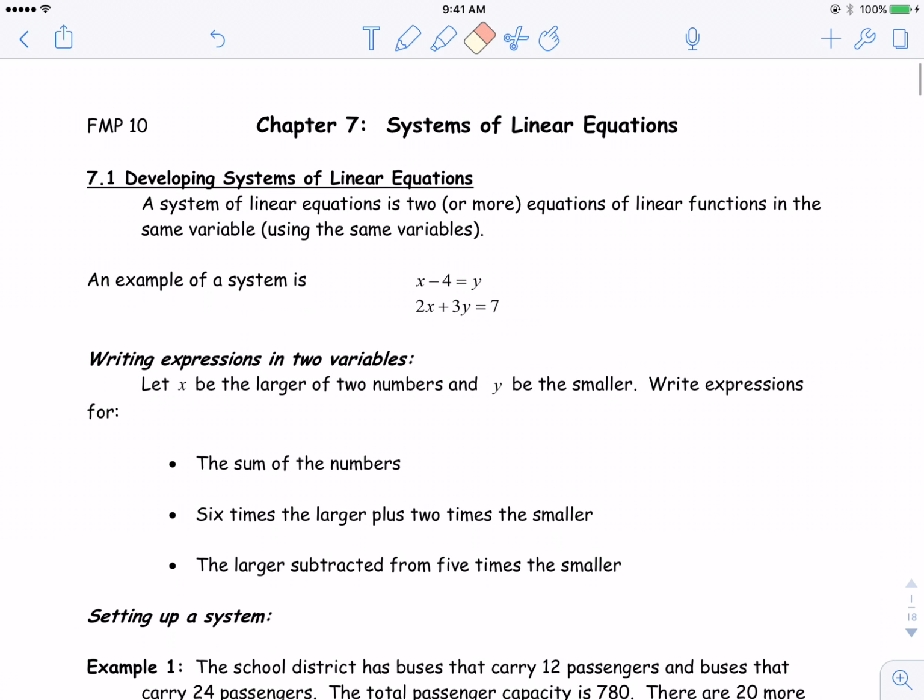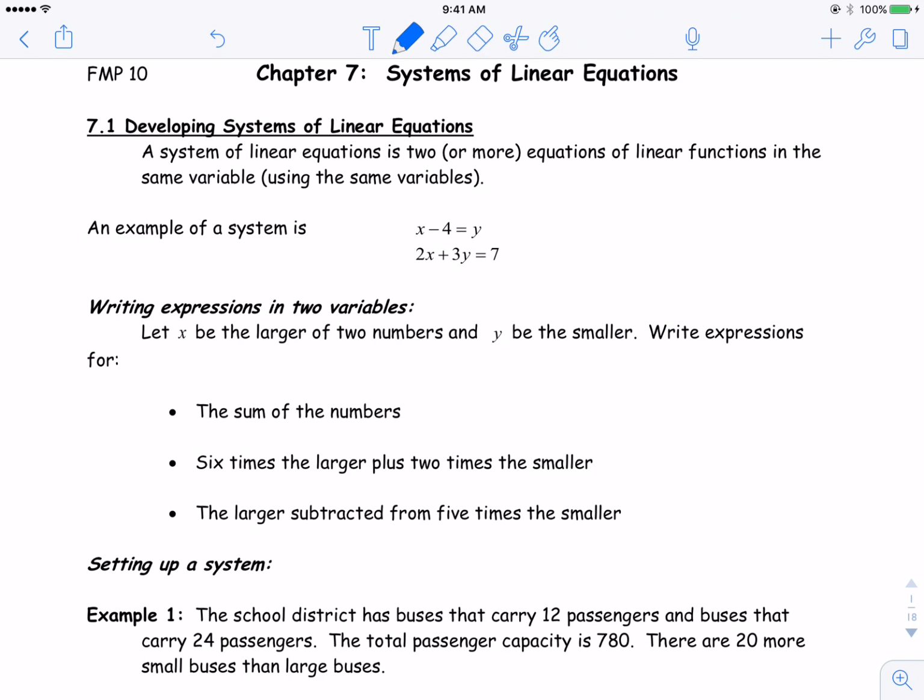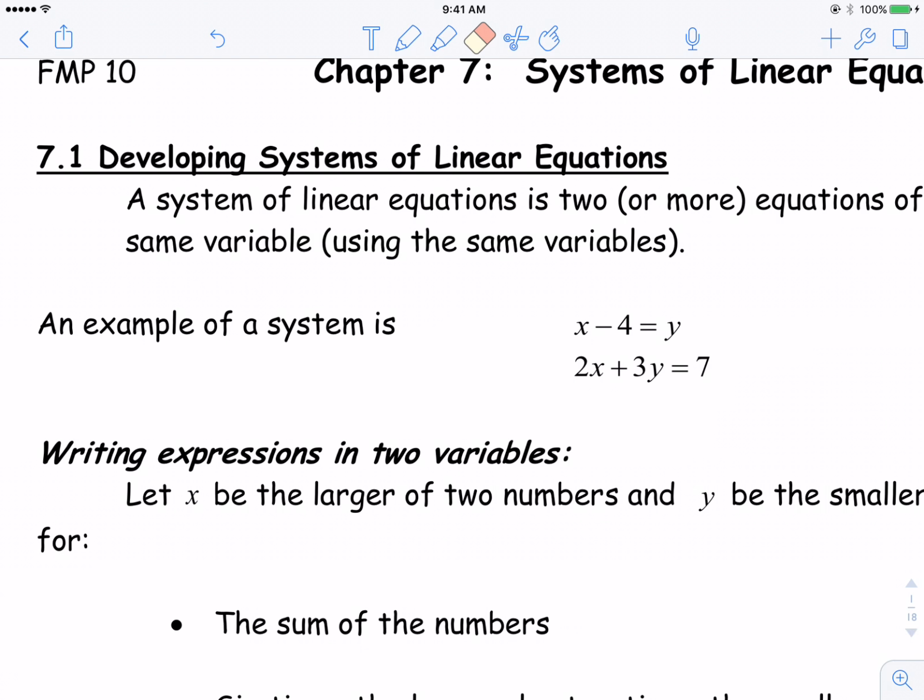So 7.1 here, developing systems of linear equations. A system of linear equations is two or more equations of linear functions in the same variable, which means using the same variable. So you can't really graph systems of equations where you have x's and y's in one equation and a's and b's in another, because it doesn't work. We don't know which way A or B go, whether it's dependent or independent variables. So you will always be looking at systems of equations using the same variables.